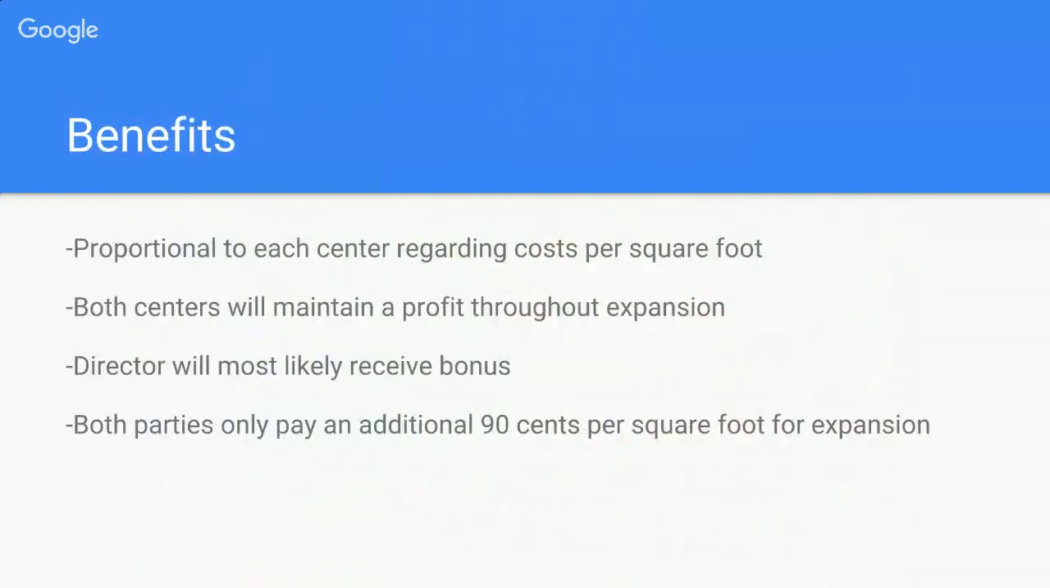And so some of the benefits, like we talked about before, is each party will be paying $15.9 per square foot. So from the initial, before the expansion, they only have to pay an additional 90 cents per square foot, which is not a substantial amount for both parties. And from this small increment, the director of the dialysis center would most likely get his bonus because of the little increase in per square foot. And throughout, as I said before, both centers will be making a profit throughout expansion. And also, as I said before, it is proportional to each center regarding cost per square foot.